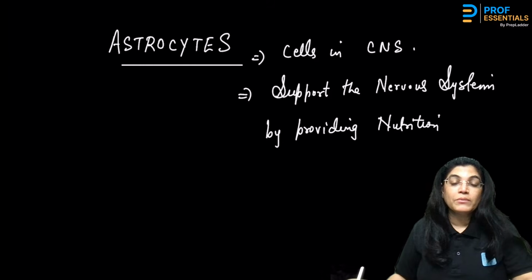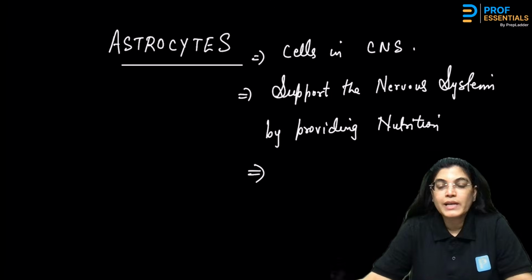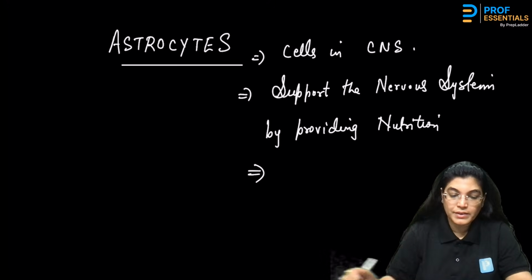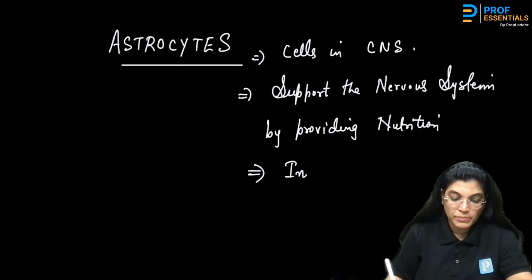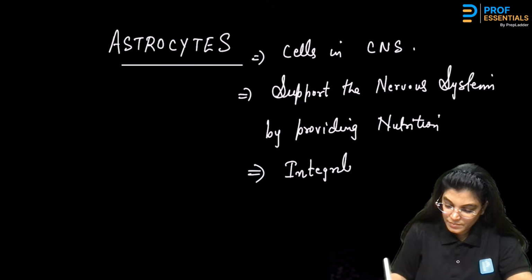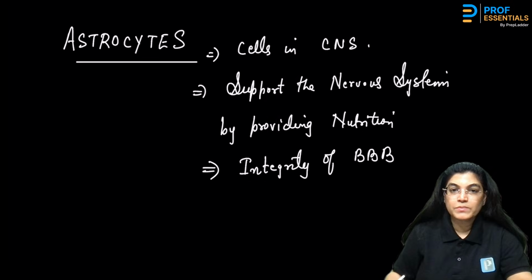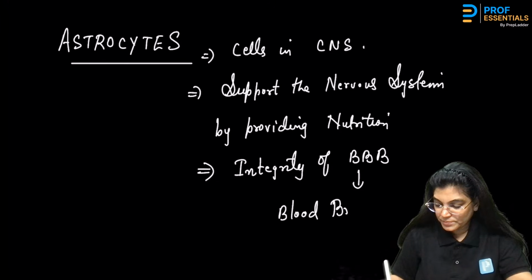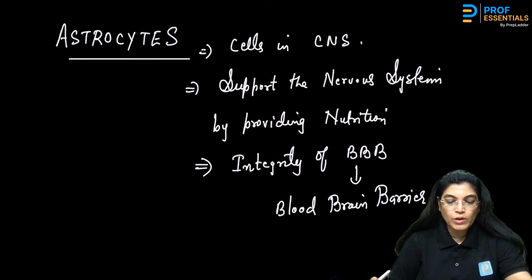They also maintain the blood-brain barrier. Astrocyte foot plates are an integral part of the blood-brain barrier, so they maintain its integrity. BBB, triple B. What is triple B? They maintain the blood-brain barrier. I will show you the layers of the blood-brain barrier also. So this is an important function.